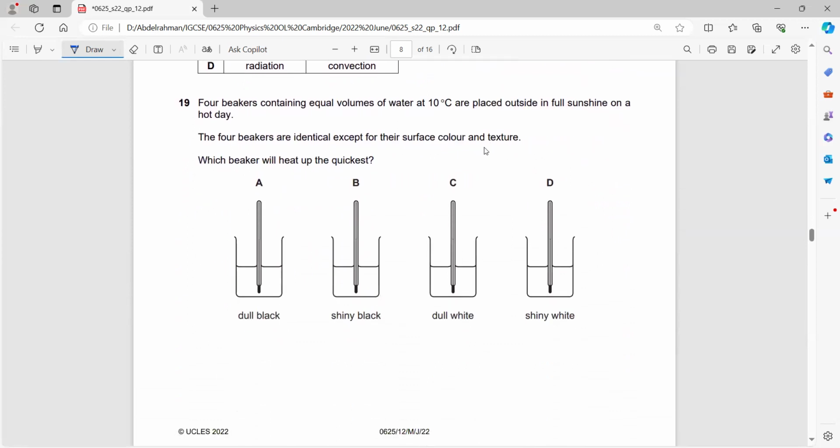4 beakers containing equal volumes of water. Which beaker will heat up the quickest? The quickest would be dull black, the best absorber of infrared radiation.